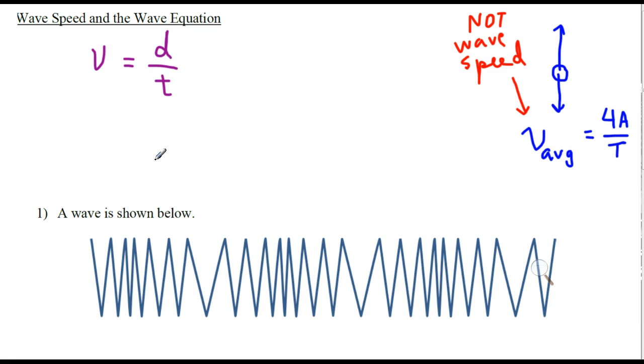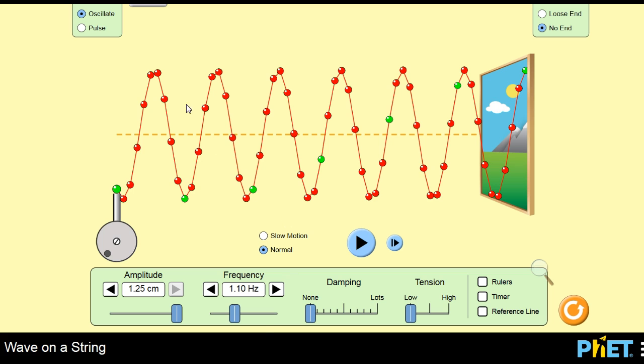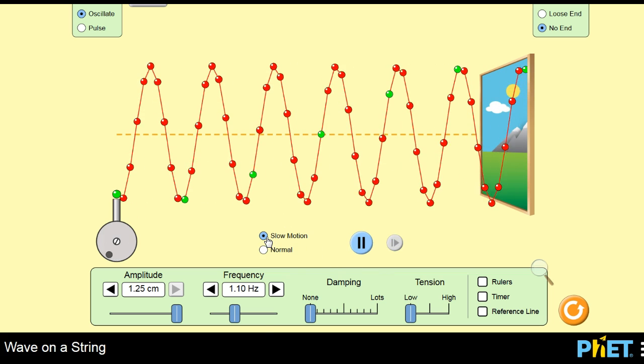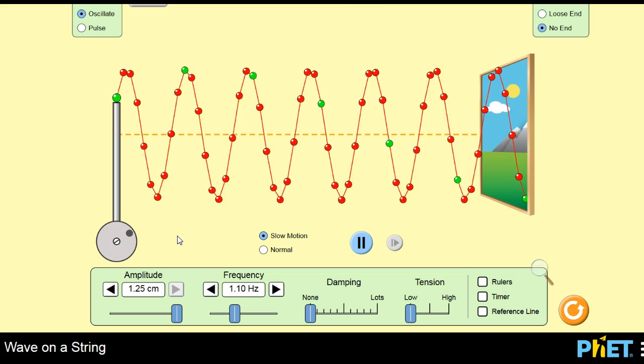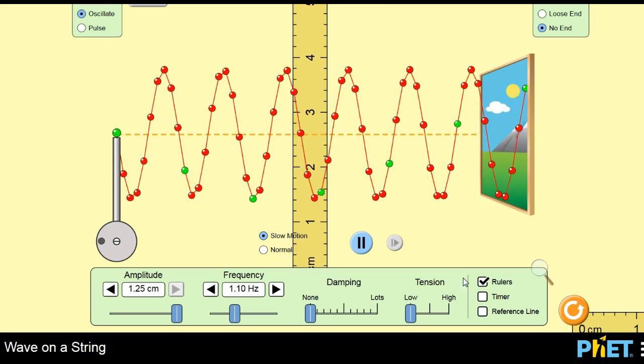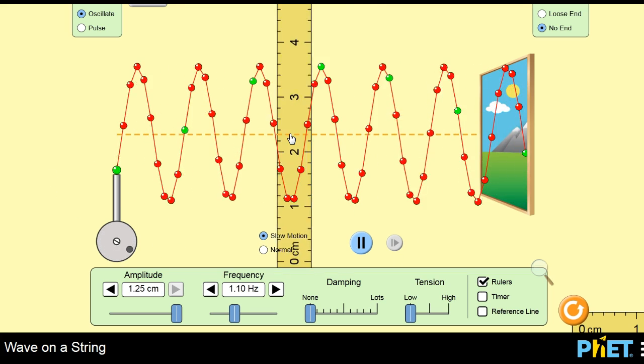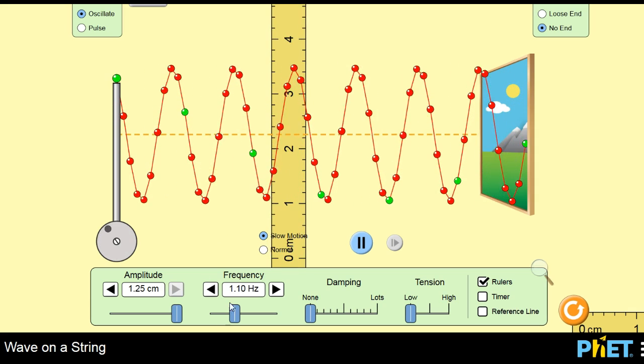When we're talking about the wave speed, we'll use a very special variable. Our wave speed variable is c for wave speed. And what distance does the wave travel during 1 period? Let's watch that. I'm going to go to slow-mo. So I want to get my ruler up. Here we go. And I'm going to get my timer.